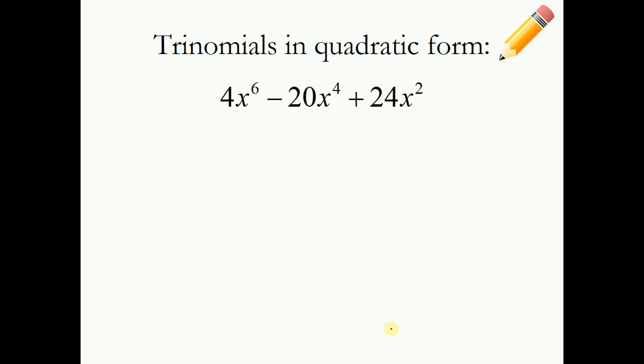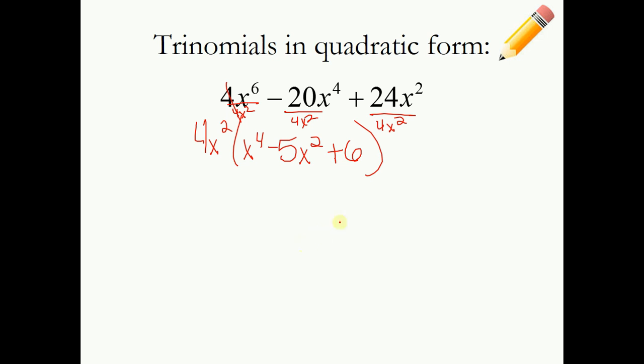Well, they all share a 4, right? And then they also all share an x squared. So let's factor that out first. If I take that out of each of these, technically I'm dividing by 4x squared, right? I'm undistributing it. This would be an x to the 4th right here. So the 4's would cancel out, and 2 x's would cancel out with 2 x's up top. This would be minus 5x squared, and then plus 6. There we go.